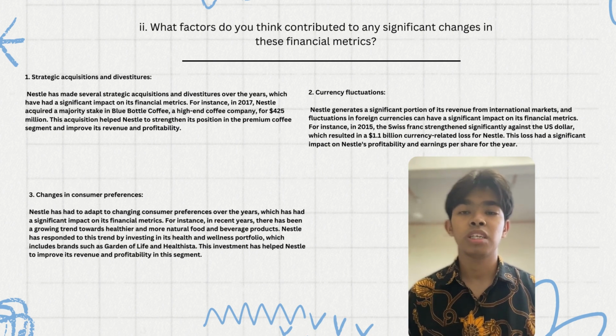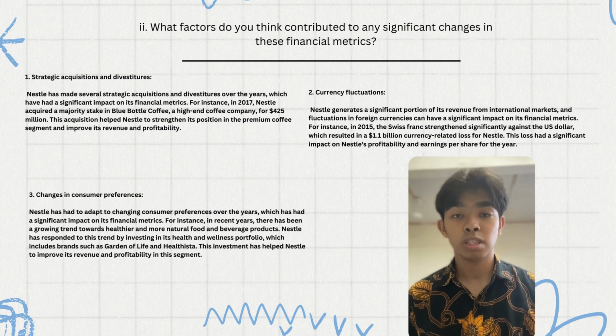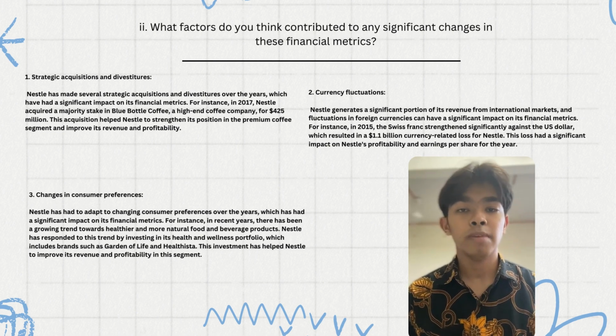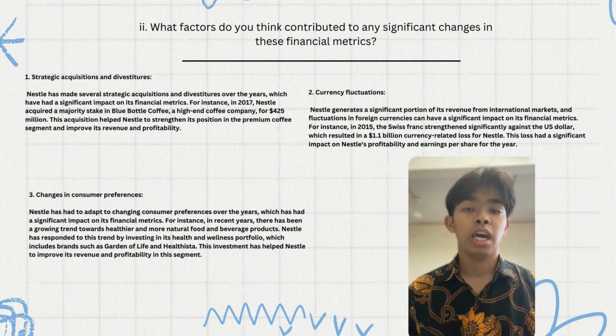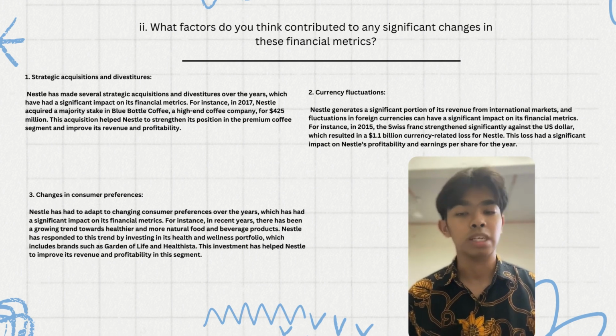So for the first point, strategic acquisition and divestiture. Nestle has made several strategic acquisition and divestiture over the years, which have had a significant impact on its financial metrics. For instance, in 2017, Nestle acquired a majority stake in Blue Bottle Coffee, a high-end coffee company, for $4,025 million. This acquisition helped Nestle to strengthen its position in the premium coffee segment and improve its revenue and profitability.